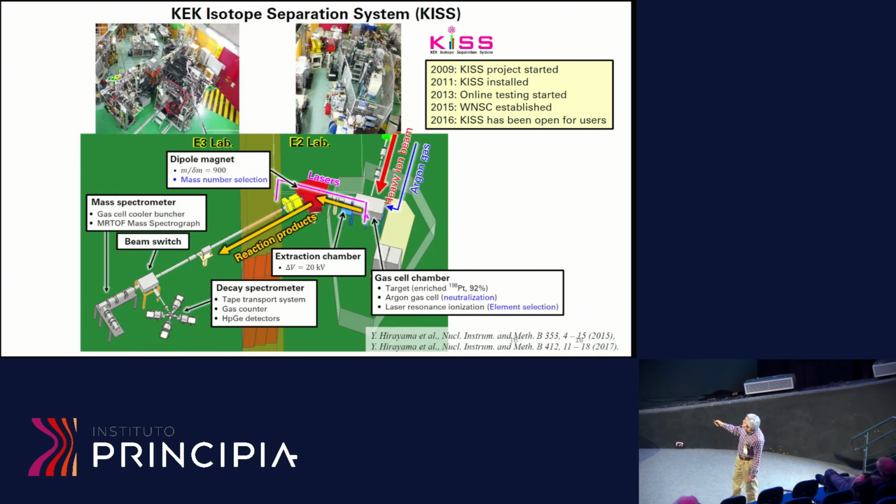So this figure shows the schematic view of the KISS facility. The beam from the ring cyclotron goes to the gas chamber, and the reaction products are collected by the gas cell. I will explain details in the following slides. And the reaction products are ionized by the lasers and mass separated by the dipole magnet and transported to the decay spectrometer and the mass spectrometer.